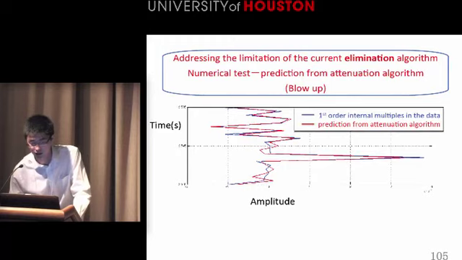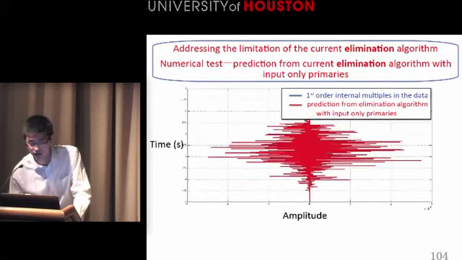And this is a test if we input only primaries. In real data, we cannot do that. Here's a test to show that the primaries in the data can provide the capability of an elimination algorithm. So we can see in this case we can predict the correct time and the correct amplitude for all the internal multiples.